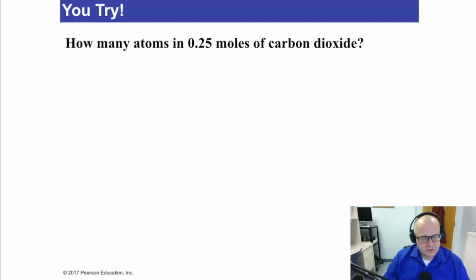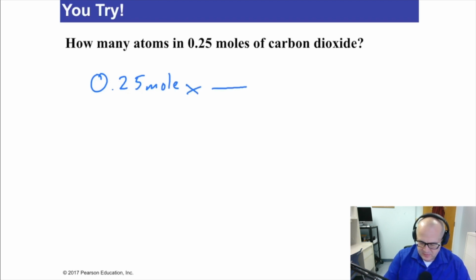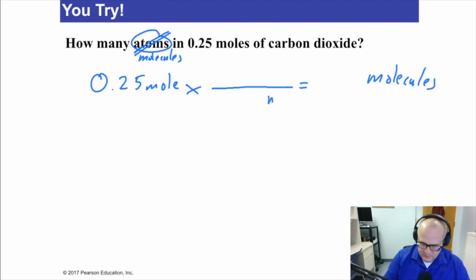Here we're going from moles to atoms. So you're simply going to do the question backwards. No problem. Let the units do all the work. Pause the video. Give this a try. All right, welcome back. So we have 0.25 mole of carbon dioxide. We're going to multiply that by something that will give us molecules. It says atoms here. That's a mistake. That should say molecules there. Sorry about that, folks.